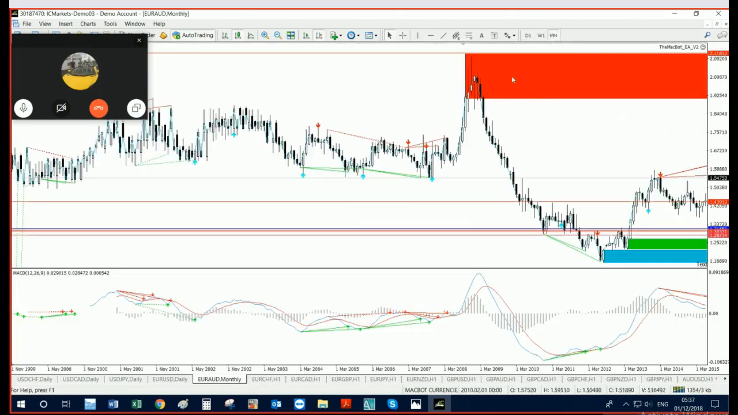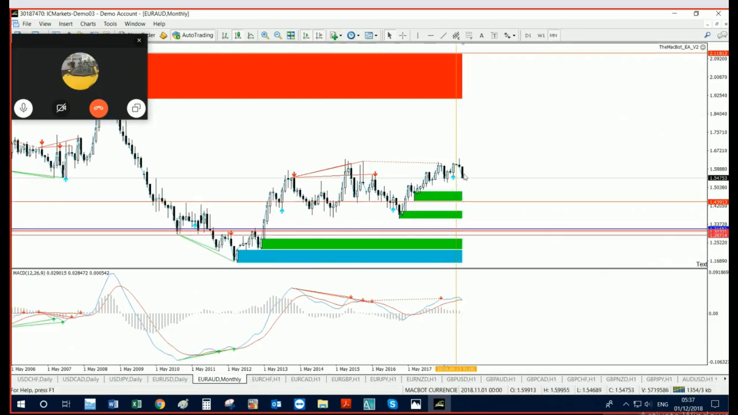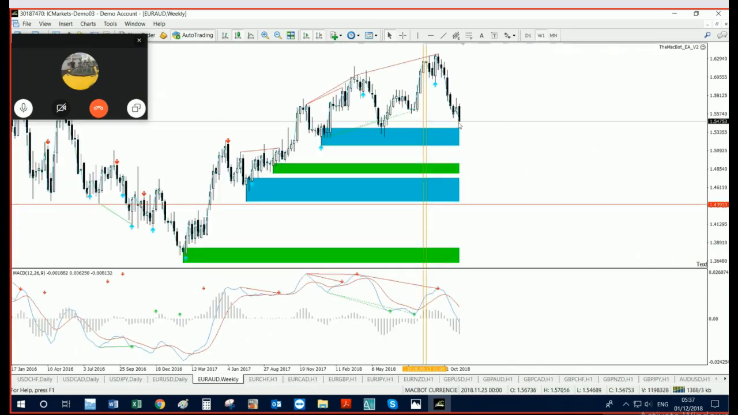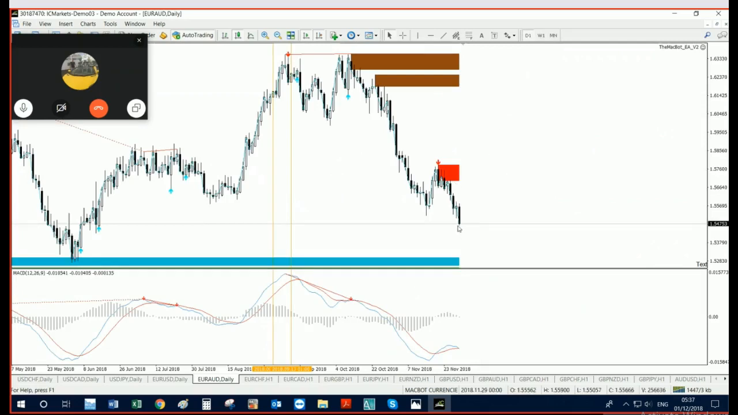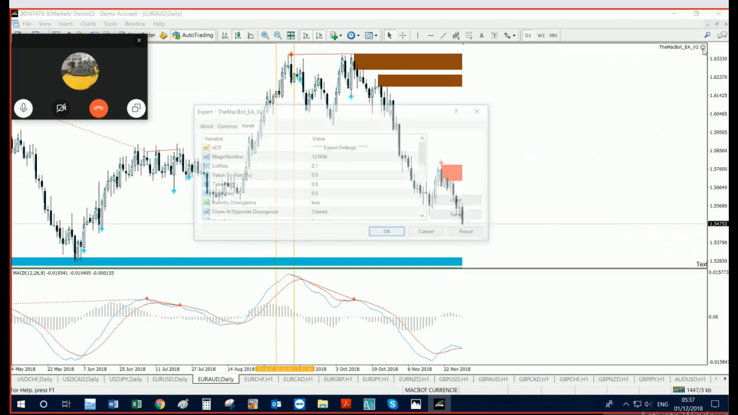So on this one, monthly is far away. Weekly is little touching. Okay, so that's good. So next we can look at: is there a daily zone approaching? It's too far away. Well, it's not that far away, because I'd probably start to look for a signal. So in this case, going long, you'd look to go long.